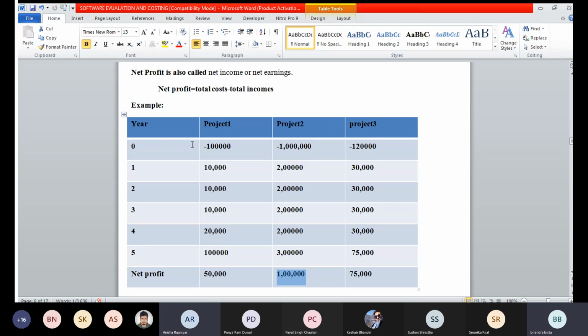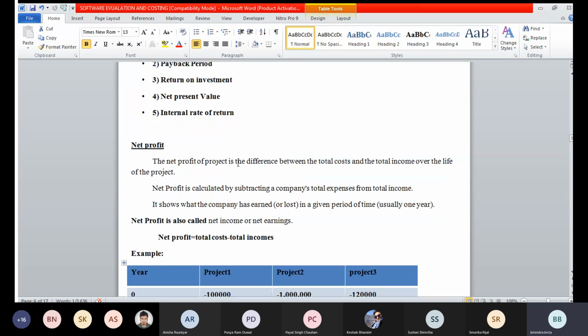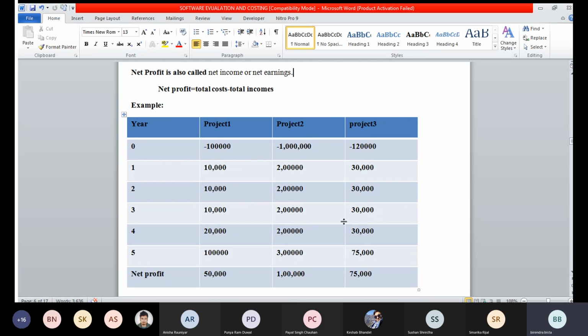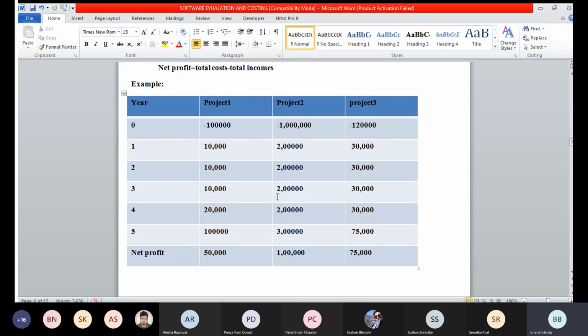ल हेर है त. So this is the net profit. In net profit, what we do is that net profit formula के हो? Total cost minus total income. So now in this table, यो table देखाएको छ है. There is year in project 1, project 2, and project 3. So year 0 is the investment. So we are investing at the present time. So we are writing all the investment that we made in the year 0 in this row.